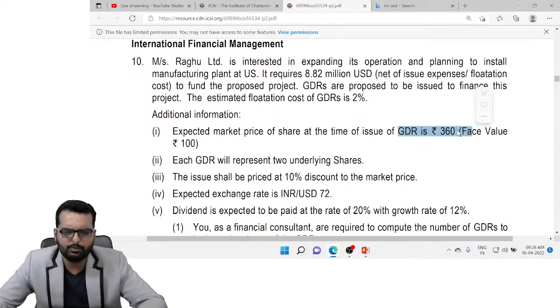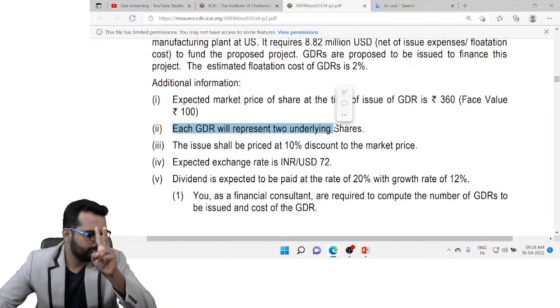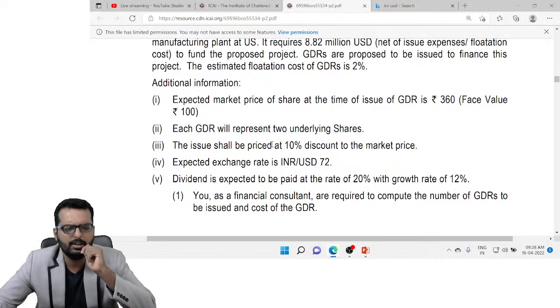Expected market price of a share is turning out to be how much? 360 rupees is the market price per share. Each GDR will have two shares. So two shares will make one GDR. They are issuing at a 10% discount. Exchange rate is 72 rupees per dollar.